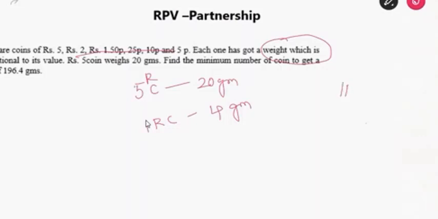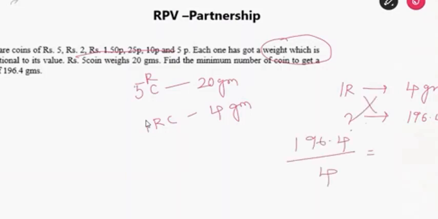See here, 1 rupee weighs 4 grams. Now 196.4 grams will give you how many rupees? This is my question. Crisscross this: 196.4 divided by 4 will lead you to nothing but, see here, 4 4s are 16, 4 9s are 36, giving 49.1 rupees. So 196.4 grams will lead you to have 49.1 rupees.